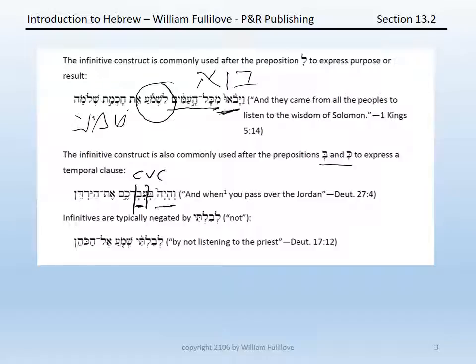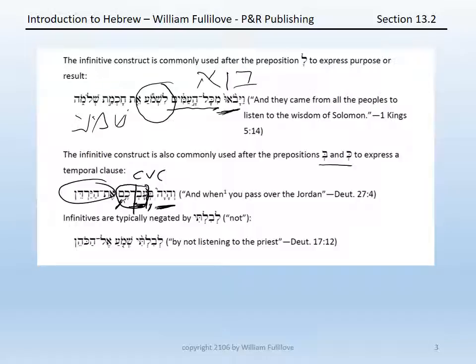So this is, and it will be, a Qal converted perfect. The preposition, when. You're passing over. This is a possessive suffix, khem, on the end of the infinitive construct, which we will discuss in the next section. So, and it will be in your passing over the Jordan. In better English, and when you pass over the Jordan.